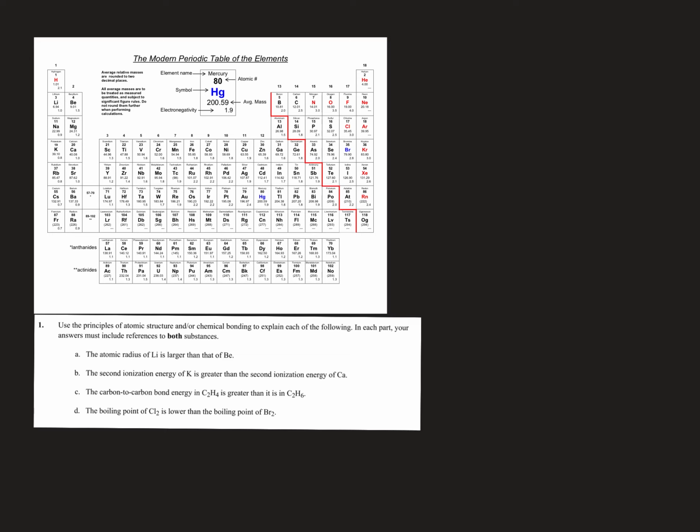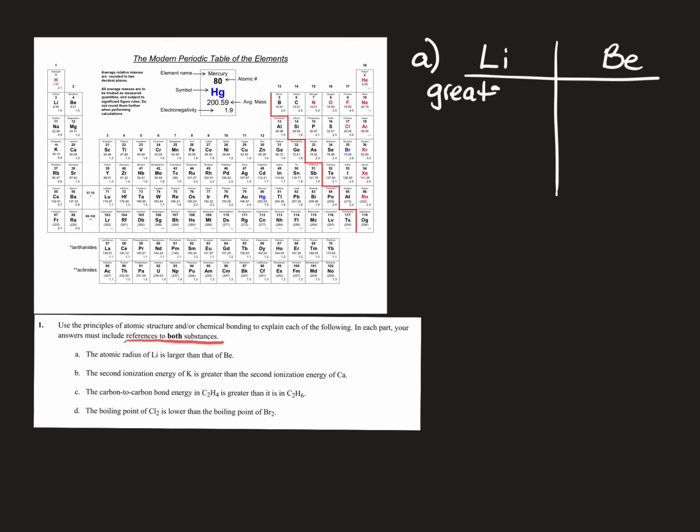So question number 1 says, using the principles of atomic structure and/or chemical bonding, explain each of the following, and you must reference both substances. When we're talking about referencing both substances, it's not a bad idea to just include a T-chart. So we're talking about the radius of lithium is greater than the radius of beryllium. So this one has a greater radius. So this one would have a smaller radius.